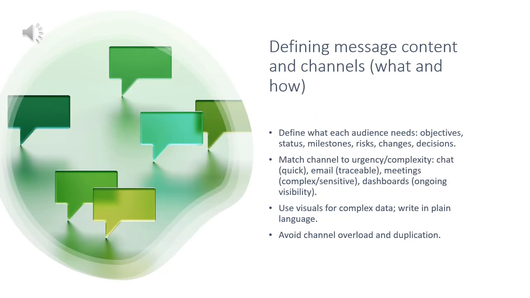Typical items include objectives, status, milestones, risks, changes, and decisions. Choose channels based on urgency and complexity. Use chat for quick coordination. Use email for traceable updates. Use meetings for complex or sensitive topics. Use dashboards for ongoing visibility.